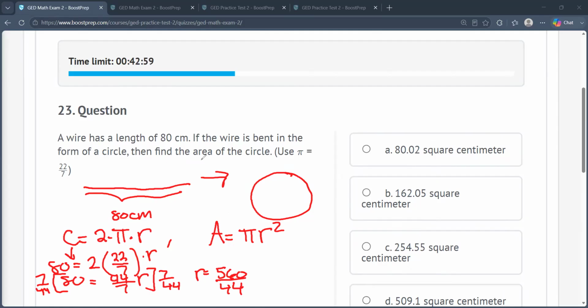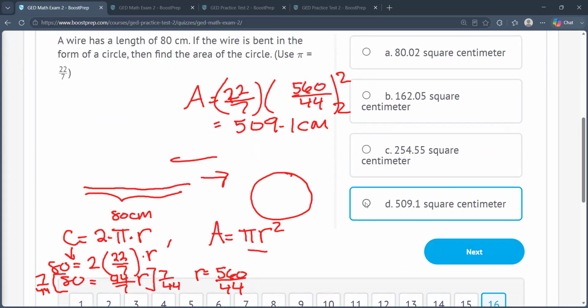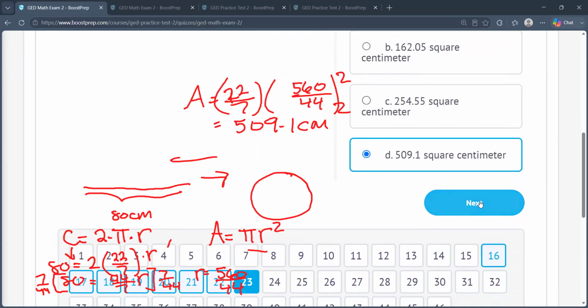Now, what is it asking you? Find the area of the circle. So this is why we're going to use this formula. It's going to be A equals pi, but they say don't use pi. They say replace it with 22 over 7. And then my radius is 560 over 44, squared. So when you put this in the calculator, you're going to get 509.1 centimeters squared. Okay, so that's letter D.